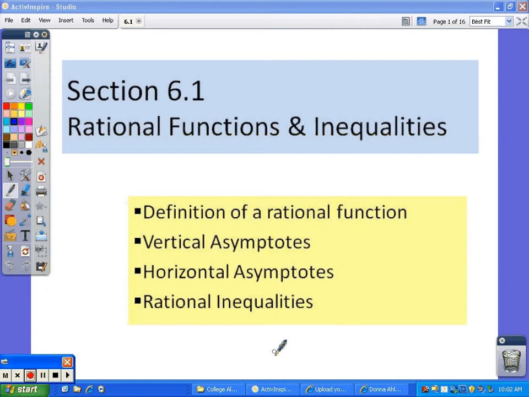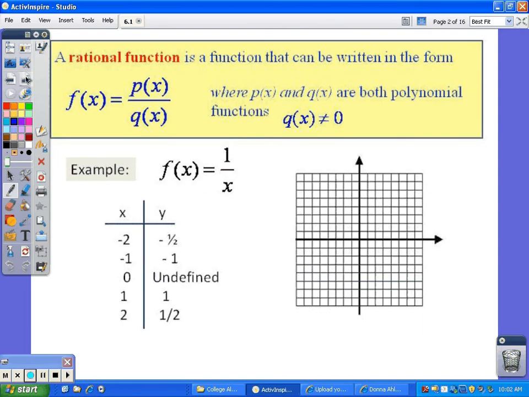Section 6.1 is our last section that helps us with graphing, and it's looking specifically at rational or fraction functions and inequalities. Now, if you'll remember when we were working on our common graphs, f of x equal to 1 over x was a common function that we should know the graph of. In fact, we said that its graph would be a boomerang in the first and third quadrant. So graphing this, we know it looks something like that.